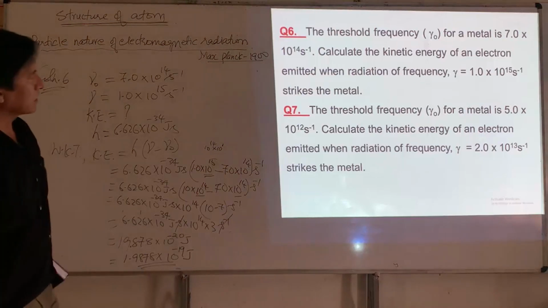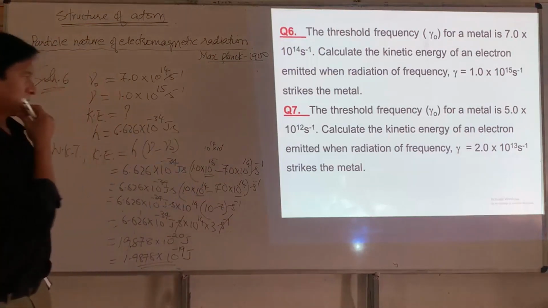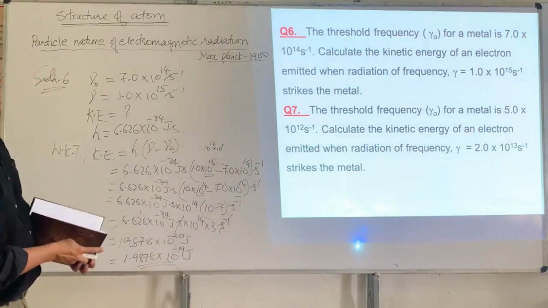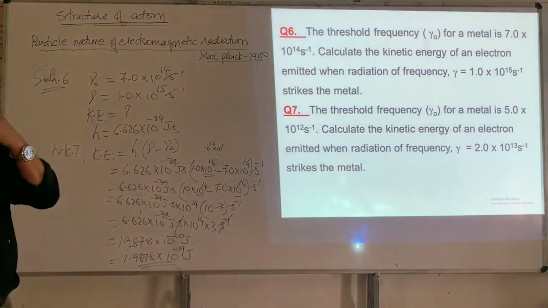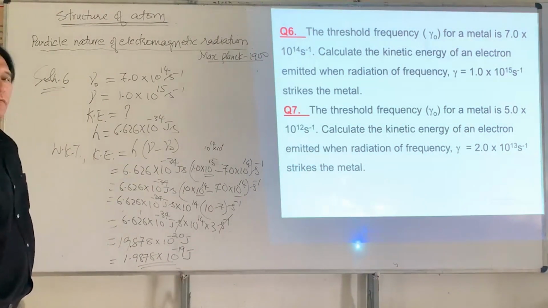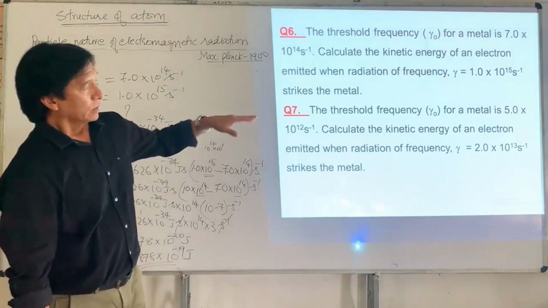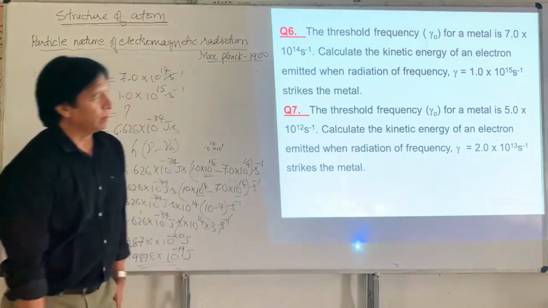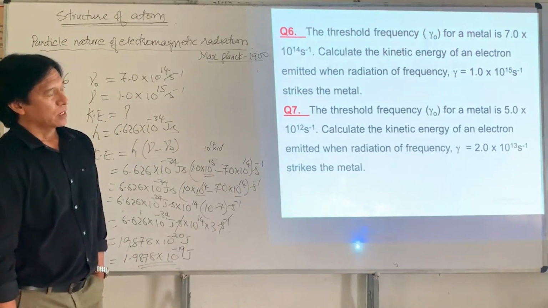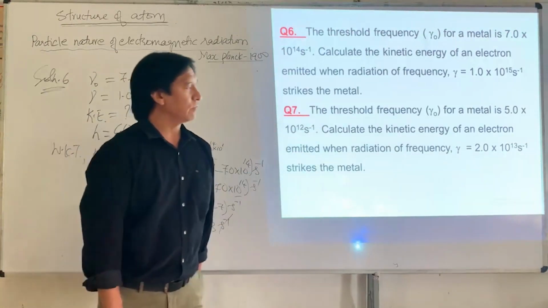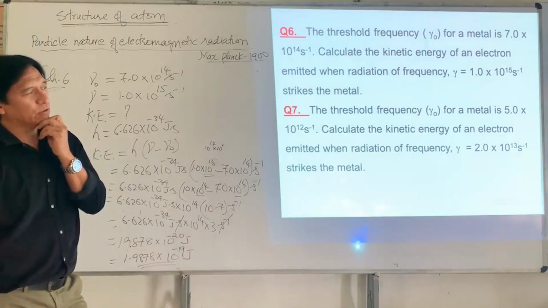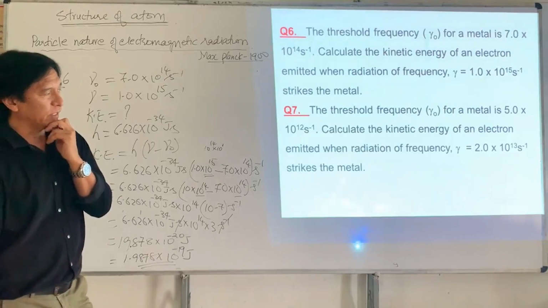And now next is with regard to the next problem. This, in fact, you can work out yourselves. Problem number 7 again. It says the threshold frequency nu naught. That is the symbol we use to denote the minimum frequency or threshold frequency, right? So the threshold frequency for a metal is 5.0 into 10 raised to the power 12 per sec. Now you are asked to calculate the kinetic energy of an electron emitted when radiation of frequency nu is equal to 2.0 into 10 raised to the power 13 per sec strikes the metal.